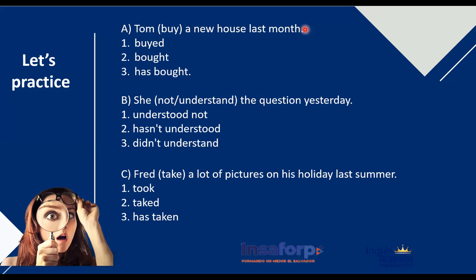Tom a new house last month. So buy is the verb in present. In past, what is the correct verb? Buy, bought, or has bought? Bought. Tom bought a new house last month. Yes, you're right. That is the right form of the verb buy in simple past. Let's go with the next one.